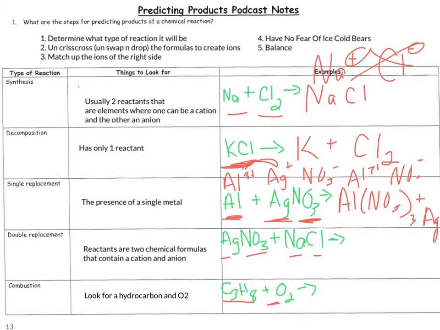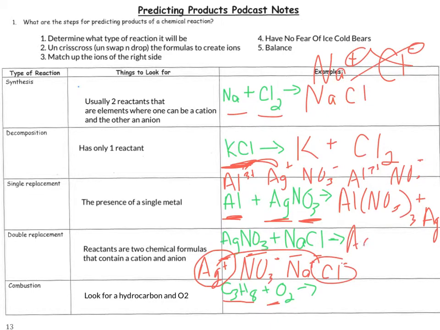Okay, double replacement, typically a little more challenging, but this is the bonding unit all over again. So I'm going to uncrisscross all those. There's my silver, it's got a positive 1 charge, and my nitrate with the NO3 minus 1. Sodium chloride has, sodium's got a positive 1 charge, chlorine's got a negative 1 charge. And so now I'm just going to swap that cation and that anion. They're both plus 1. It makes this easy. So this is AgCl. And now the other one, the positive 1, the negative 1, NaNO3.